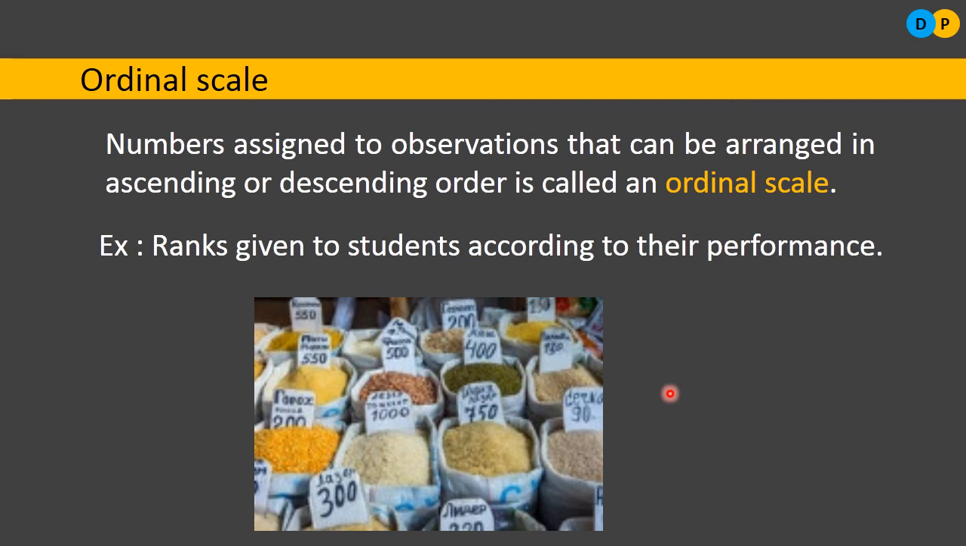So in quantitative data there are two types of scale. One is nominal scale, another one is ordinal scale. Okay, so with this I have finished the first chapter. Thank you.